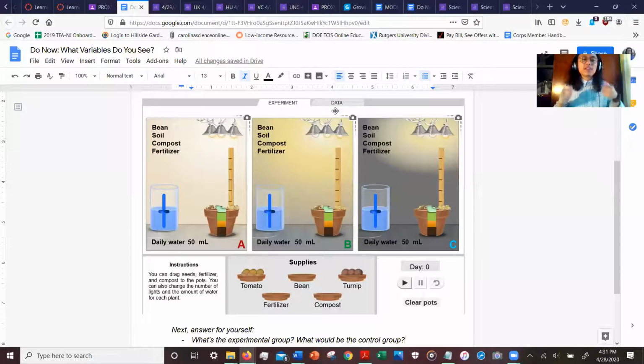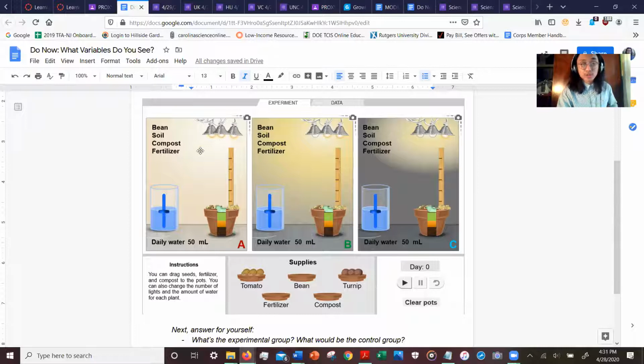Well, the experimental groups here are all of pot A, pot B, and pot C. They are all being changed on purpose. They are all receiving a different amount of sunlight, which is what this person is trying to figure out. They're trying to figure out how different amounts of sunlight affect whatever they're trying to measure, because we don't know what the DV is based on this image. So boom, we found their experimental groups: A, B, and C.